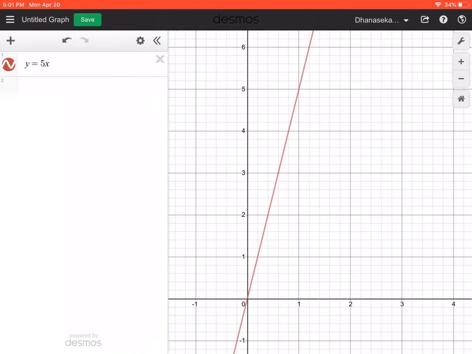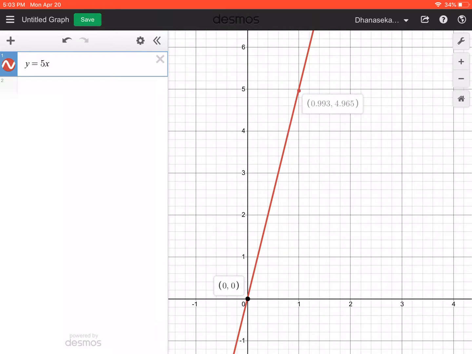To find the unit rate, you have to find two points on the line. In this case, I'm going to pick 0, 0 and 1, 5. It's not perfect, but 1, 5 and 0, 0. Now, 5 minus 0 is 5, and that's the y coordinate.